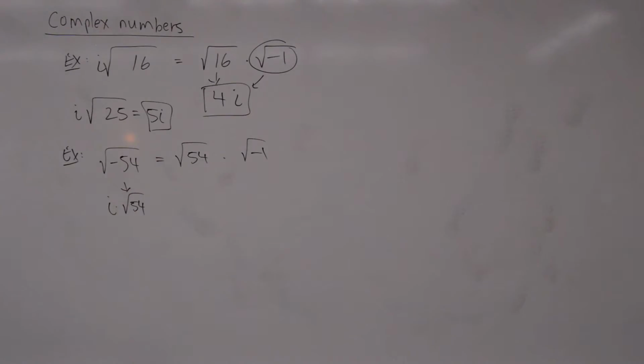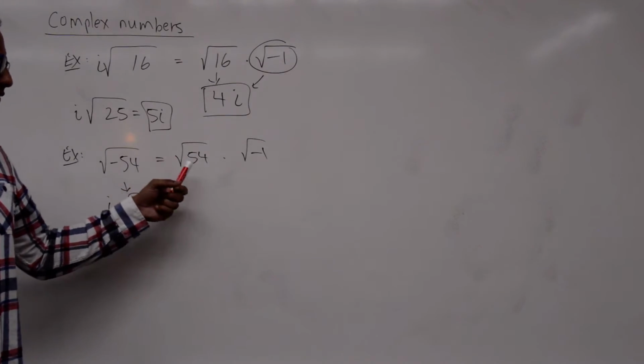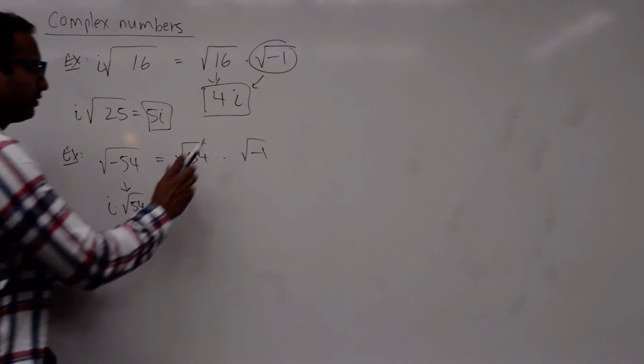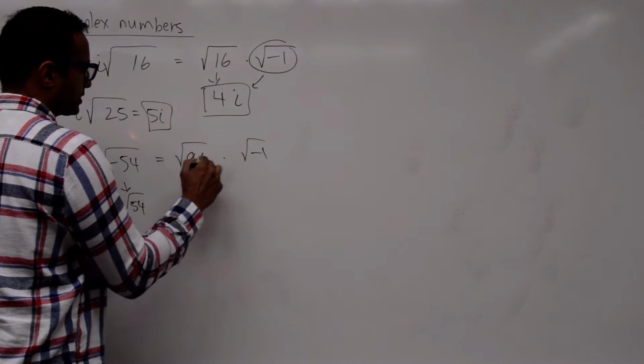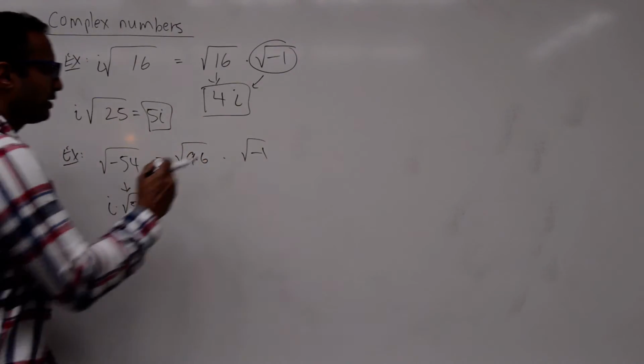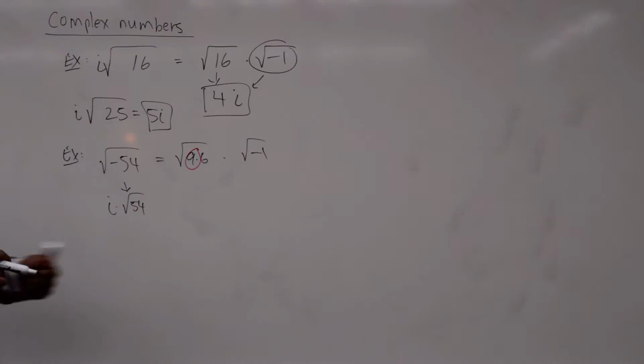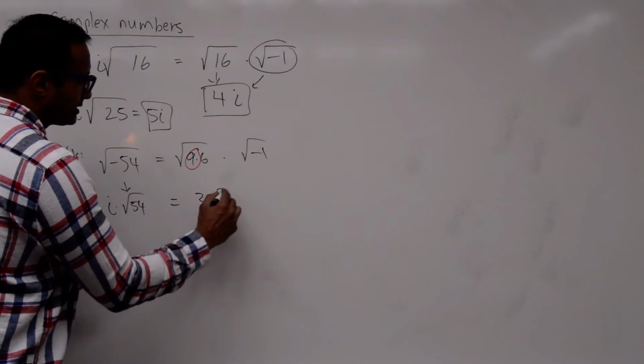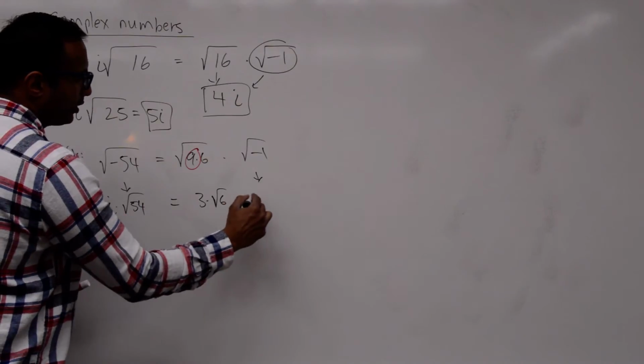You have to think about it like this: how can I rewrite 54 so that one of the numbers is a perfect square and one of them is not? We can rewrite 54 as 9 times 6. How does that help us? 9 is a perfect square. The square root of 9 is equal to 3. So this will give us 3 root 6. And then the root of negative 1 is equal to i.